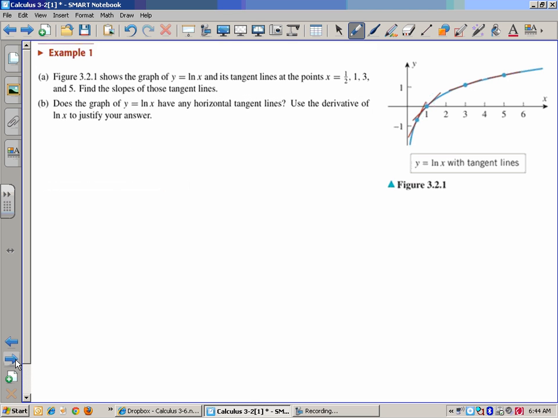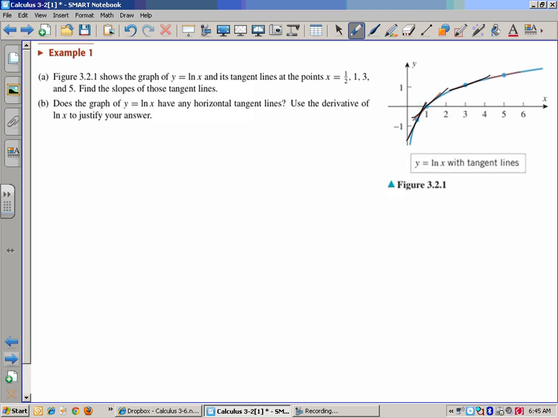The first example is a diagram that shows the derivative of natural log. You'll see the blue curve for the natural log, and then you're seeing at some points there, at 1/2, 1, 3, 5, when x equals those values, you've got the red tangent lines drawn. One of the things you should notice is that the steepness of these lines is decreasing.